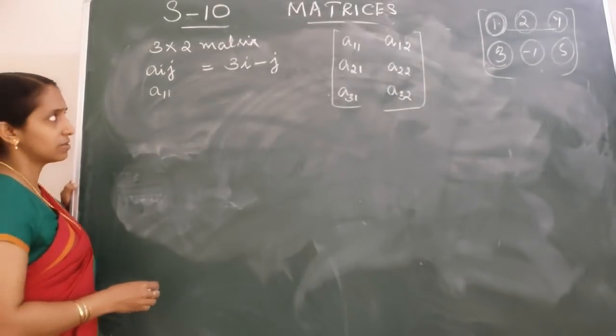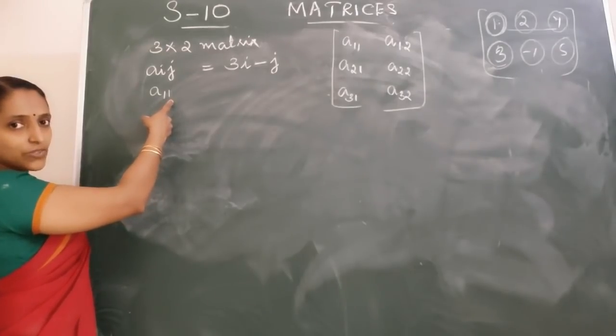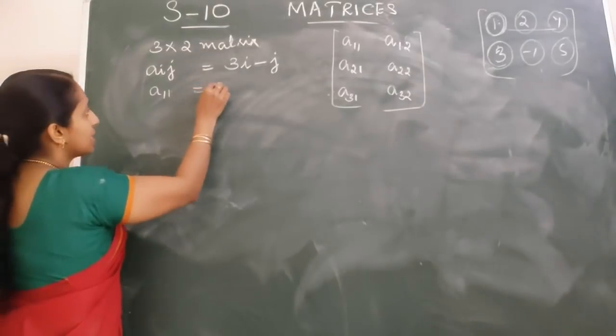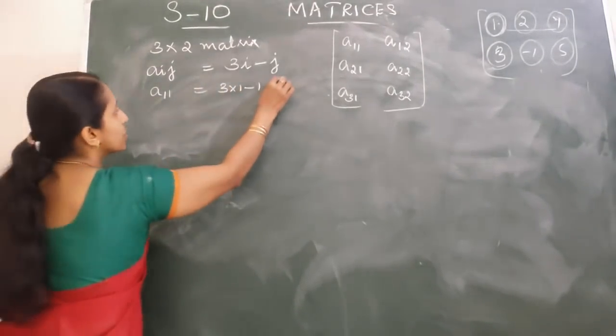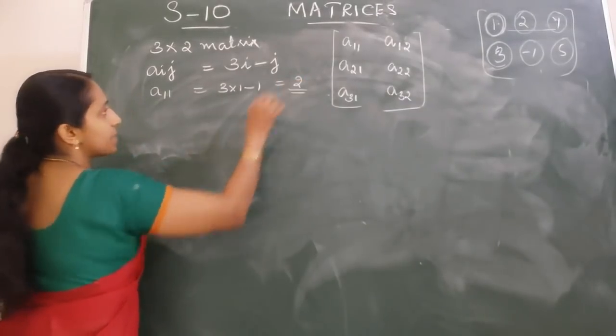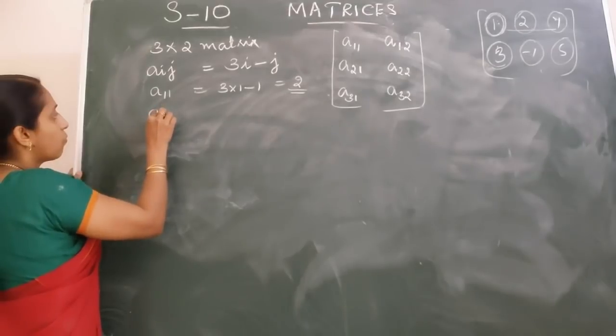You can make it now. I is 1 as well as j also 1. So 3 into 1 minus 1. What will you get? 2. First element got. Then you will take out the second element, A, 1, 2.